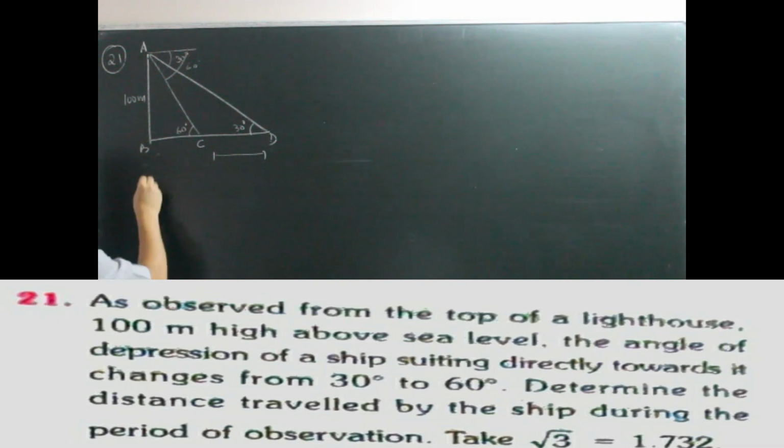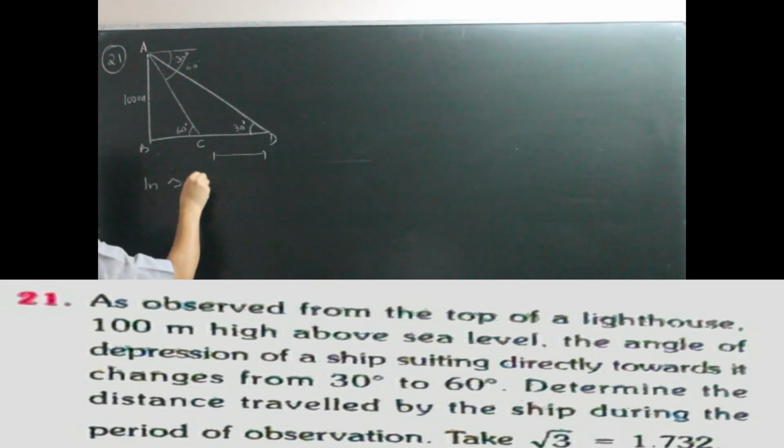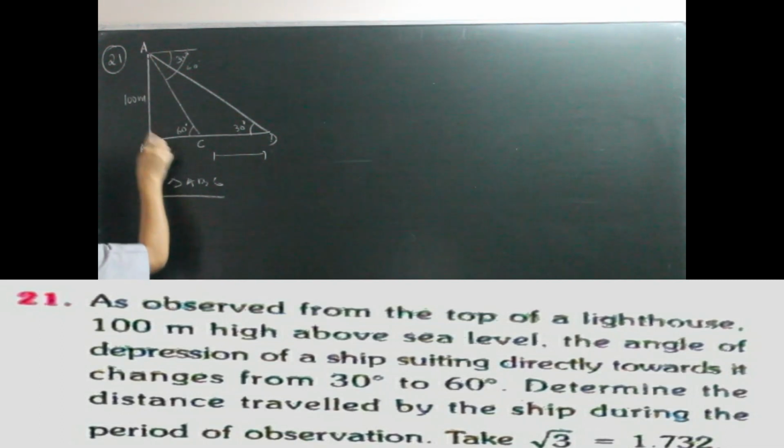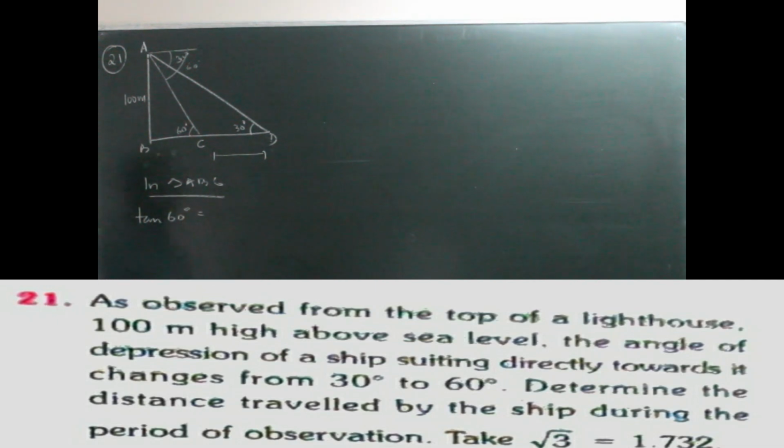Alright then, let me start first with the small triangle. In triangle ABC, here it is, the triangle. I am looking for this base that is perpendicular. Again, base and perpendicular is tan. So tan 60 degree is equal to perpendicular over base. Perpendicular is 100 and base is BC. Tan 60 value is root 3, so root 3 is 100 over BC. If I cross multiply, I am going to get root 3 BC is 100. So BC value is equal to 100 by root 3.